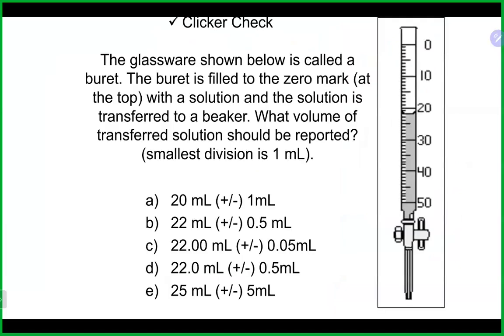All right. So why don't you take this one here, another burette, different scale perhaps. See what you would take as a proper reading here.